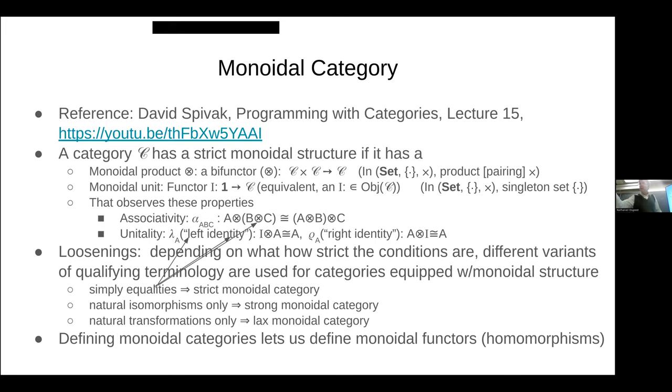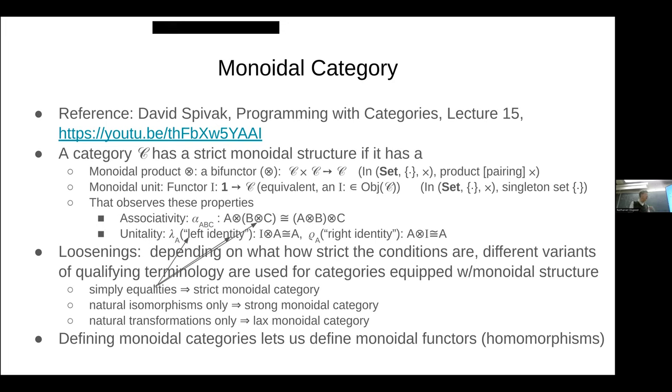Sorry? Yeah, you've got the right idea. So if you combine the unit, you tensor it with any other object, you get that other object back. And if you tensor any object with that unit, you get that same object back, either direction, the right identity or the left identity. And associativity basically says it doesn't matter where you put the parentheses.